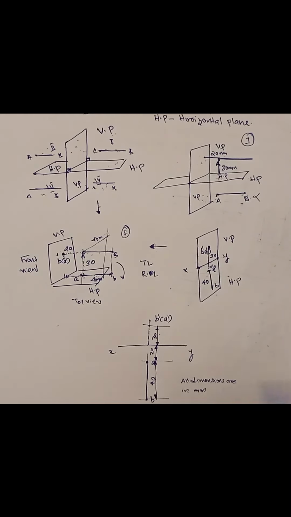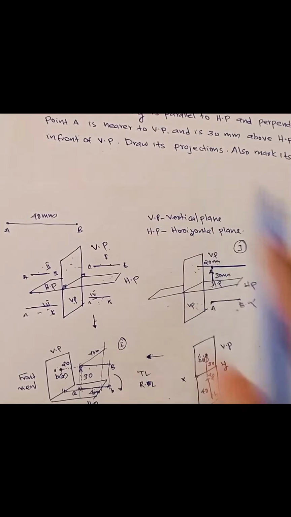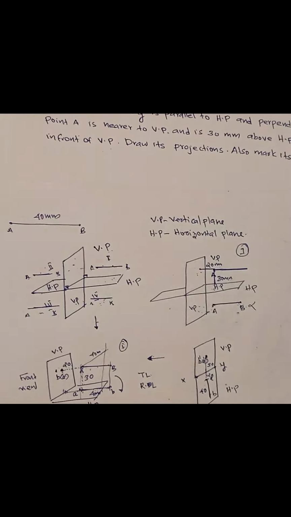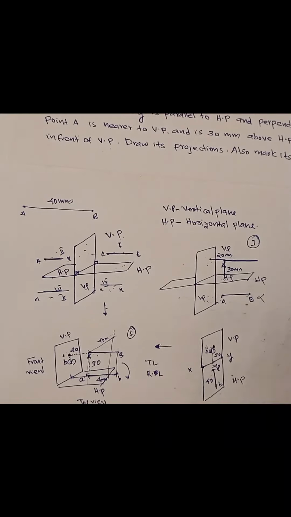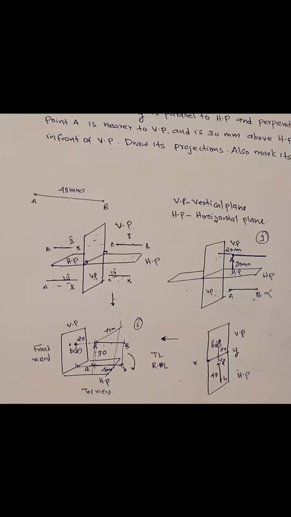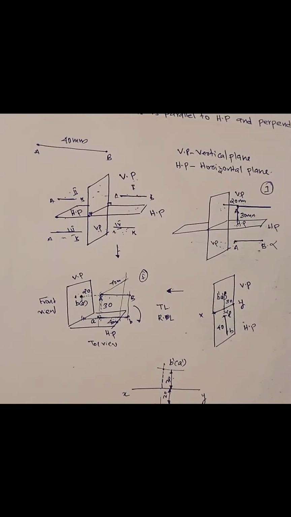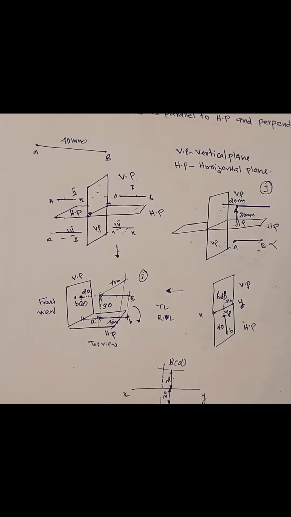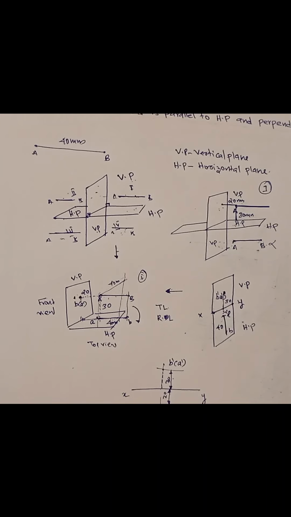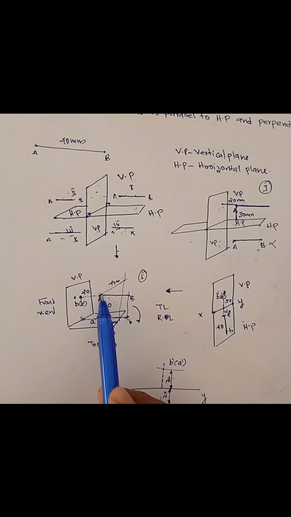So the first part is over. What is the first part? Draw its projections. So I have drawn its projection. And what is the second part? Also mark its traces. So what is a trace? A trace is a point. Suppose this is the line.